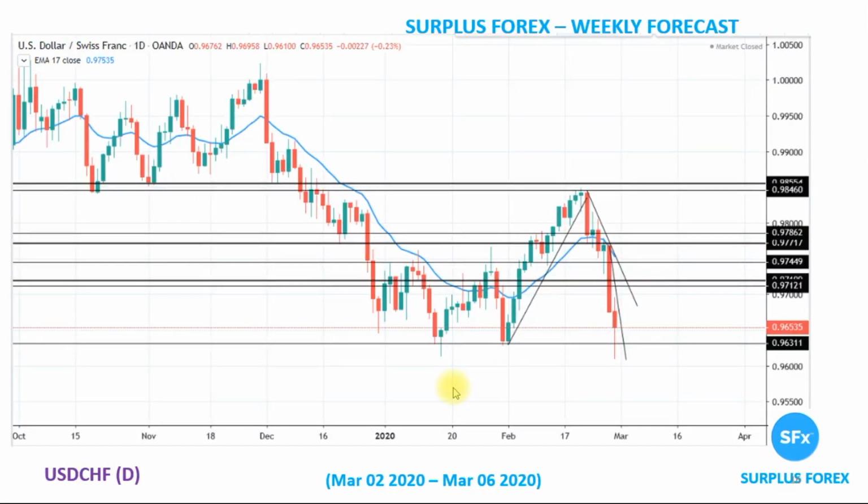Alright, the next one is USD Swiss franc. On a daily time frame, it showed a continuous drop, a good bearish trend all the way through, and touched the old support of 96.31. Now it closed above the old support of 96.31. It's currently sitting at 96.53, and it did meet our target.